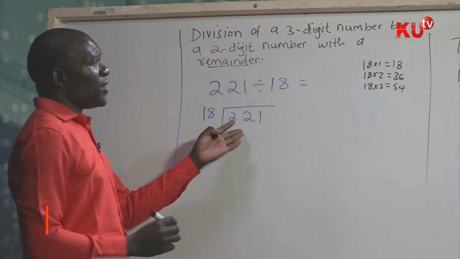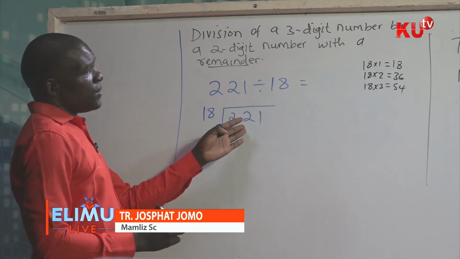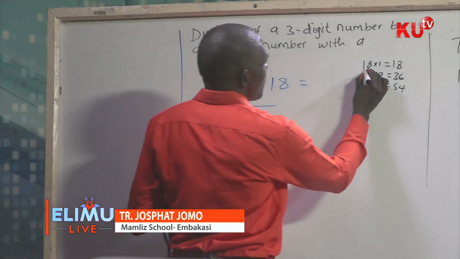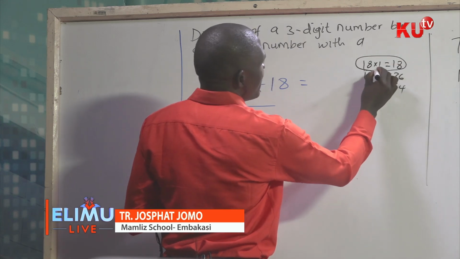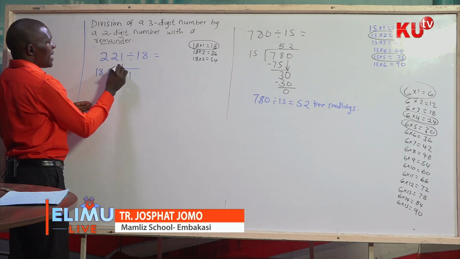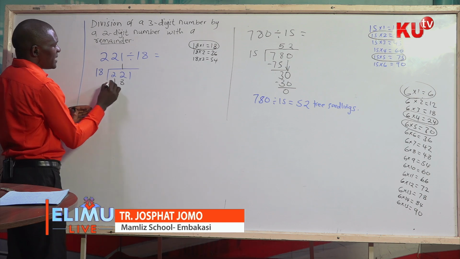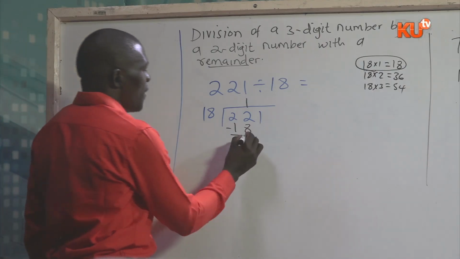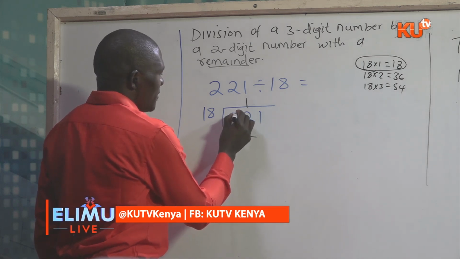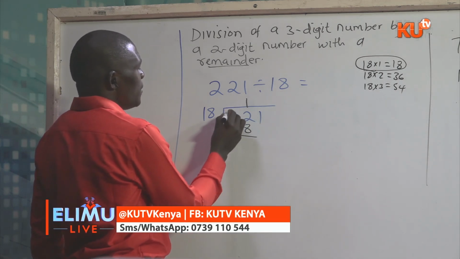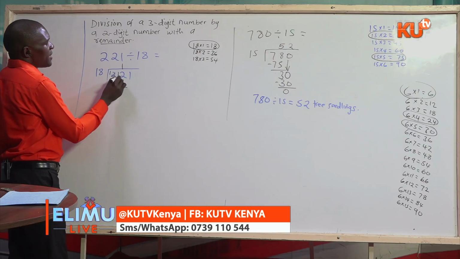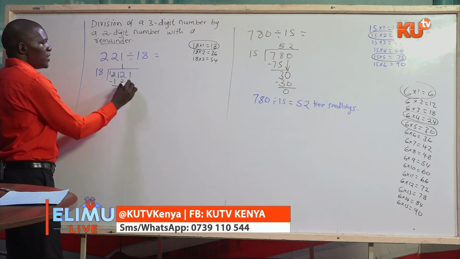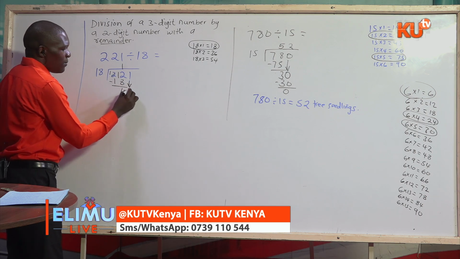We can't go beyond that because for 22, we already have a number that is nearer to 22, which is 18. If you multiply 1 times 18, it will give you 18. Then subtract. It will give you 4. Borrow 1 from 2 and write it here. It becomes 12. So 12 minus 8, that is 4. Drop 1.